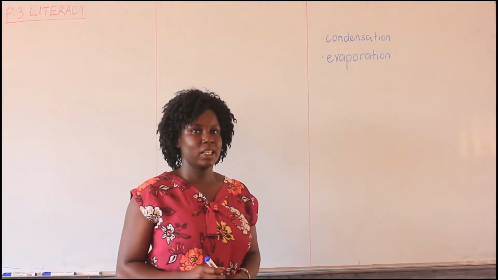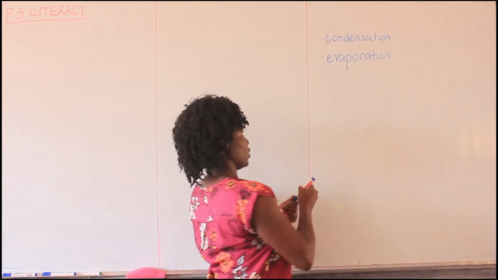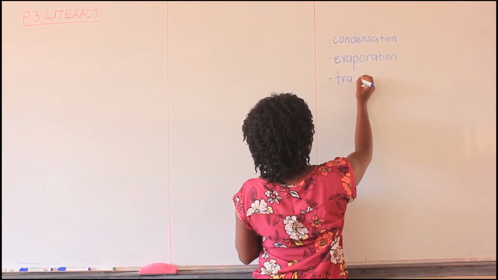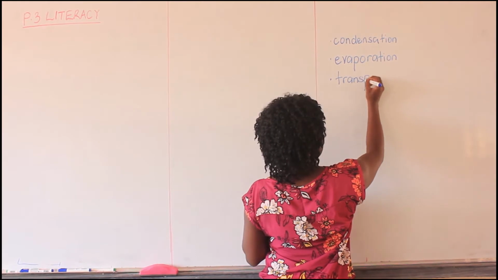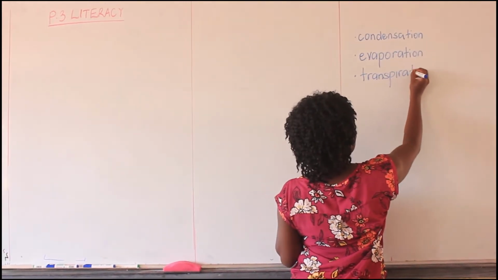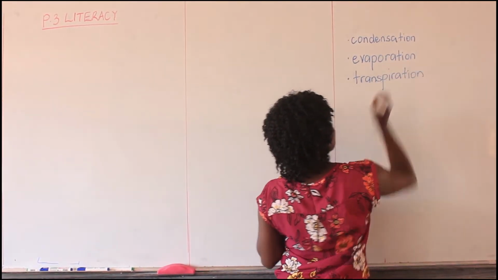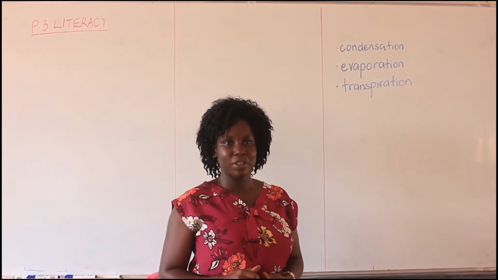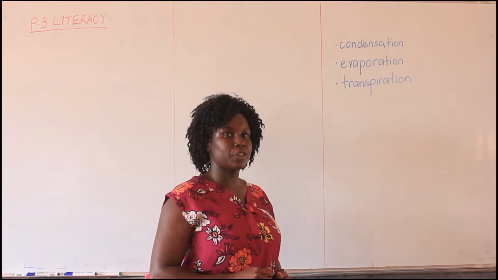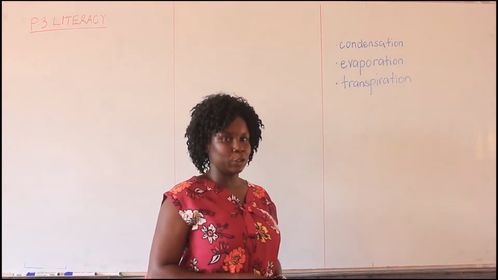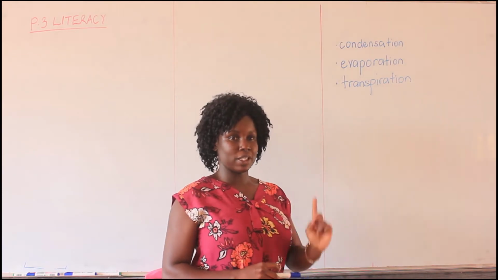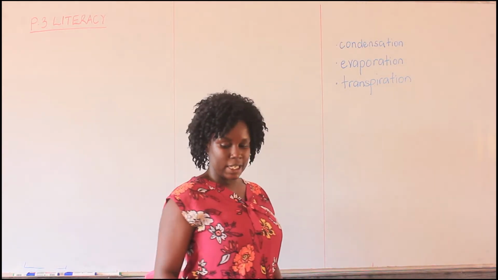Then we also said in plants we have a process known as transpiration. So those are the three processes that are involved in the rain cycle. And that was our number one of the activity, given two processes that take place in the rain cycle.